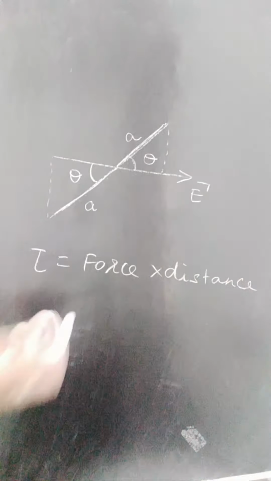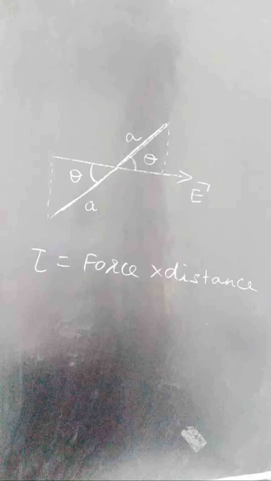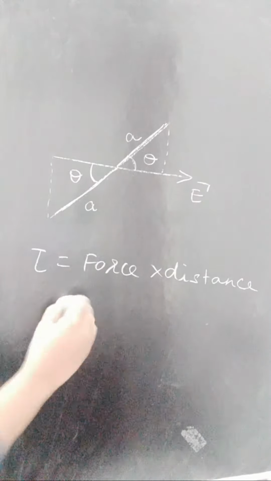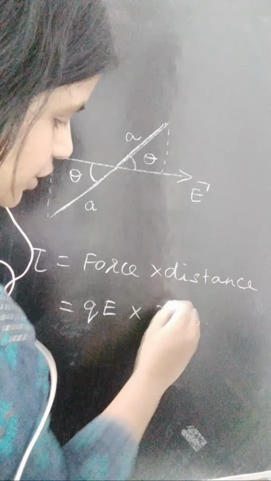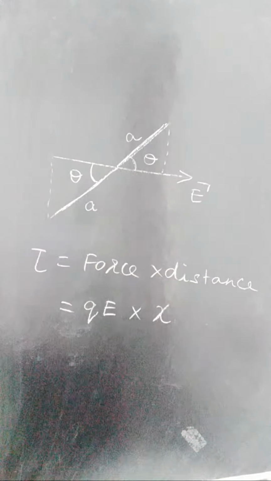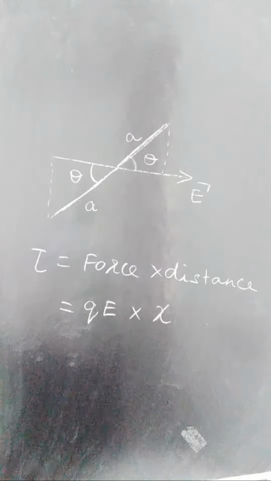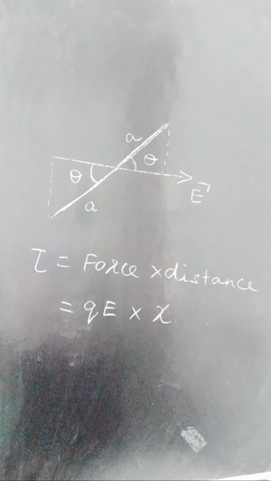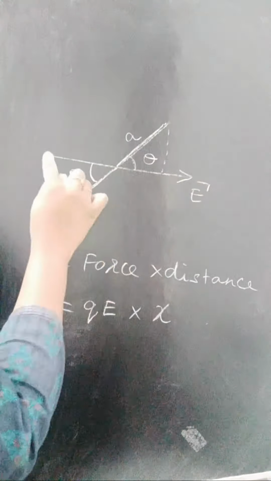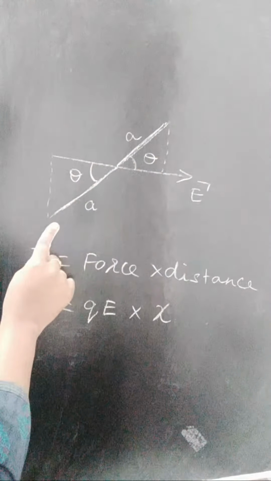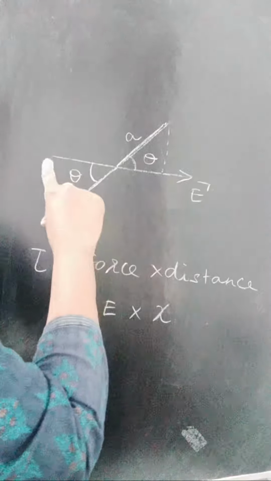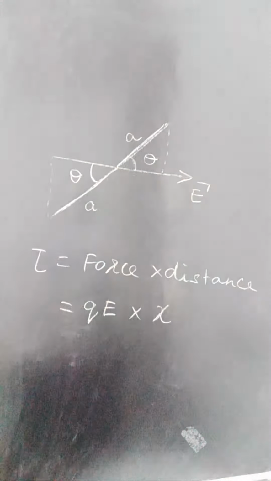Do I know the force value? I know it is Q into E. So that is the Q into E value I know. But the distance I don't know, that I am taking as x. This distance and this distance, if I add them, I will get the total displacement of the dipole. If I know both distances, I will know the total distance.